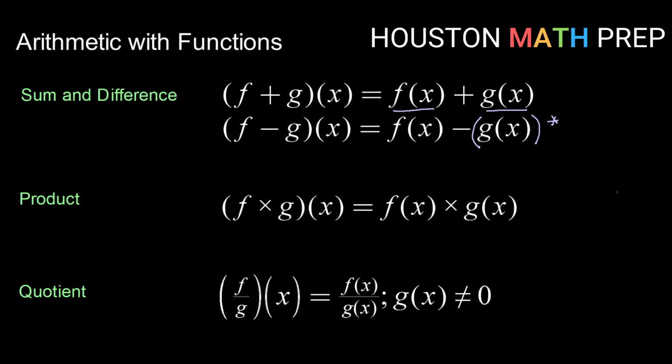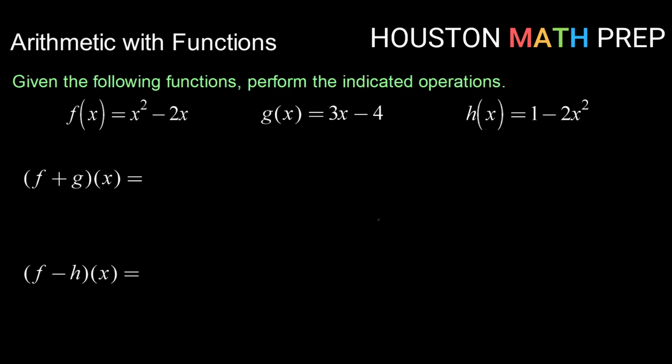And finally, if we want to find the quotient, f over g of x, or f divided by g of x, then we will take all the terms in f of x and divide that by all the terms in g of x, and we'll make a note that this only exists when g of x is not equal to 0, because we know that we can't divide by 0. So let's take some example functions and look at how this might work.